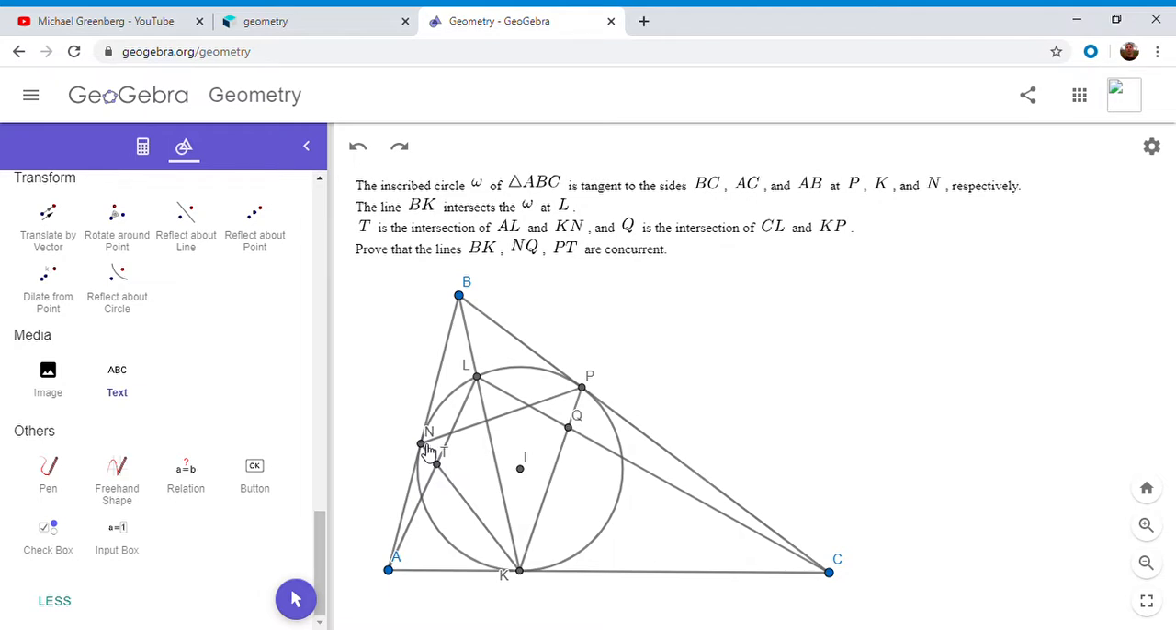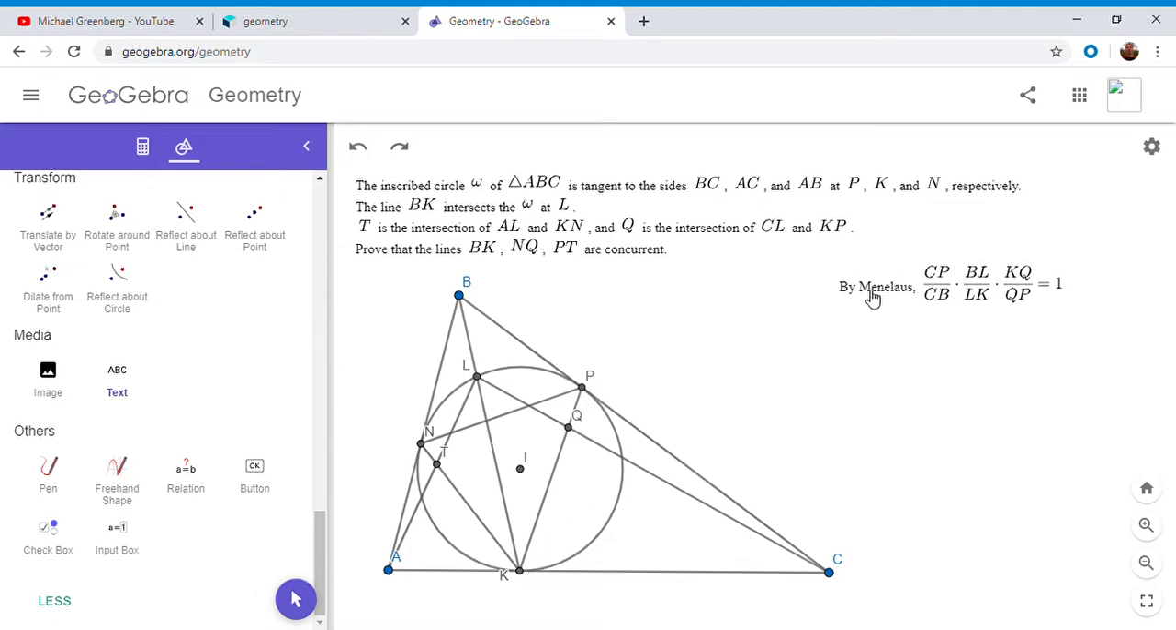So in that case, I would need the ratios NT over TK and PQ over QK. I can get a handle on those ratios using Menelaus. So that's what I'm going to start by doing. If I want to find NT over TK, I can apply Menelaus' theorem to the triangle ABL. And so that's what I'm going to do right here. Actually, first I'm going to find PQ over QK.